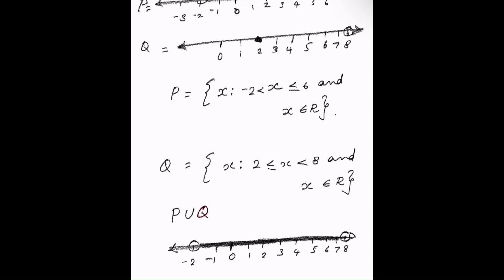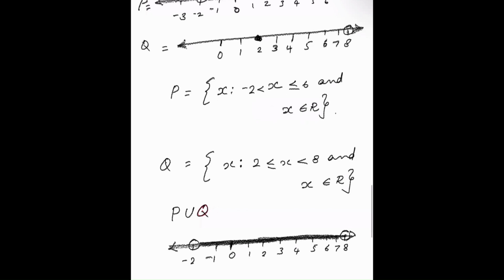Let's try P intersection Q. Intersection means the elements that are common in both P and Q. So you look at P and Q and tell me which range of elements is common in both. -2, -1, 0, 1 are not present in Q. Which range is present in both? 2, 3, 4, 5, 6.